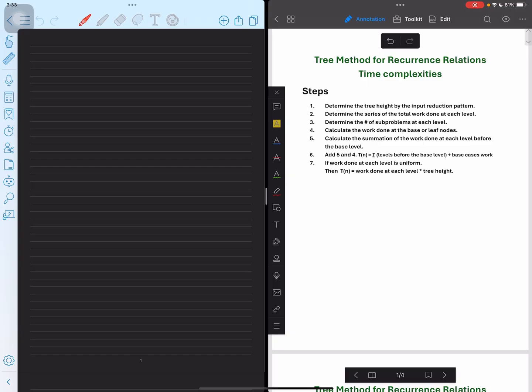Because the tree is going to start from the root node, then you start going from the root node up to the leaf node. For instance, you have it like this. This one will be another branch. Like this will be another branch. So this is the root, right? So it goes to the leaf. So you want to know the height, okay? And also you want to know the total work done, okay?